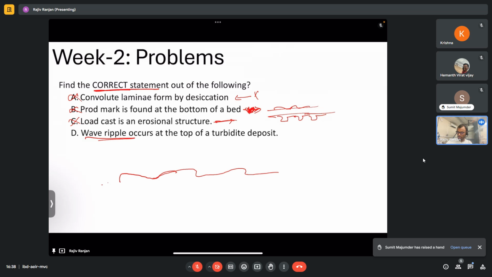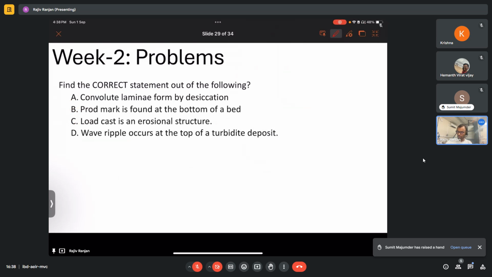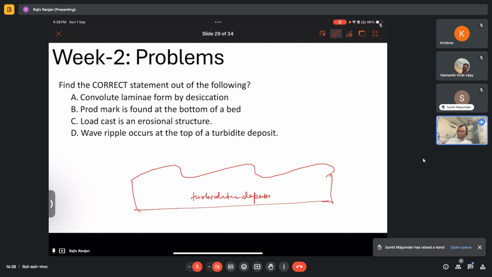If you have a deposit, something like this. So wave ripples. Here you have a lot of turbidite deposits, and on the surface of turbidites we see ripples, wave ripples. That is why option D is correct. Right?